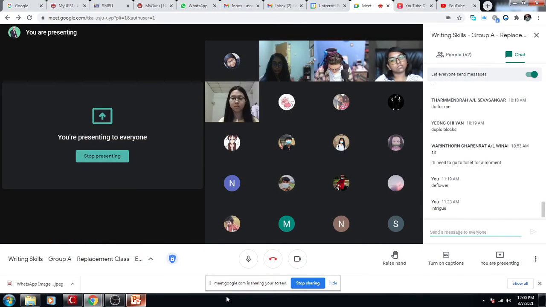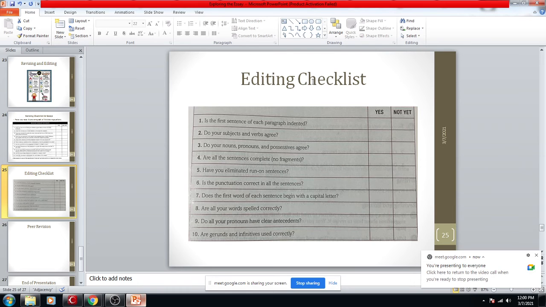Remember that these are 2 processes, different but interrelated. Revising is a macro process. You look at the arms. Editing is a micro process, smaller. You look at each sentence. So there are different things to look for when editing.